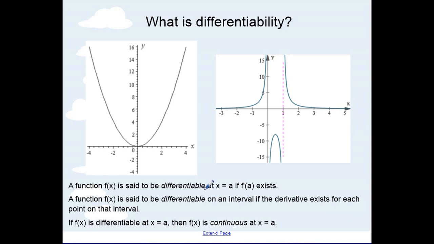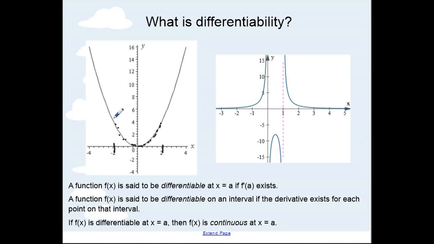point on that interval. So if we have an interval, let's say on this graph of y equals x squared, if the interval is from -2 to +2, and we can take the derivative at each and every single point on this interval, then that function is differentiable on that interval. We also say that if f of x is differentiable at x equals a, then f of x is also continuous at x equals a.